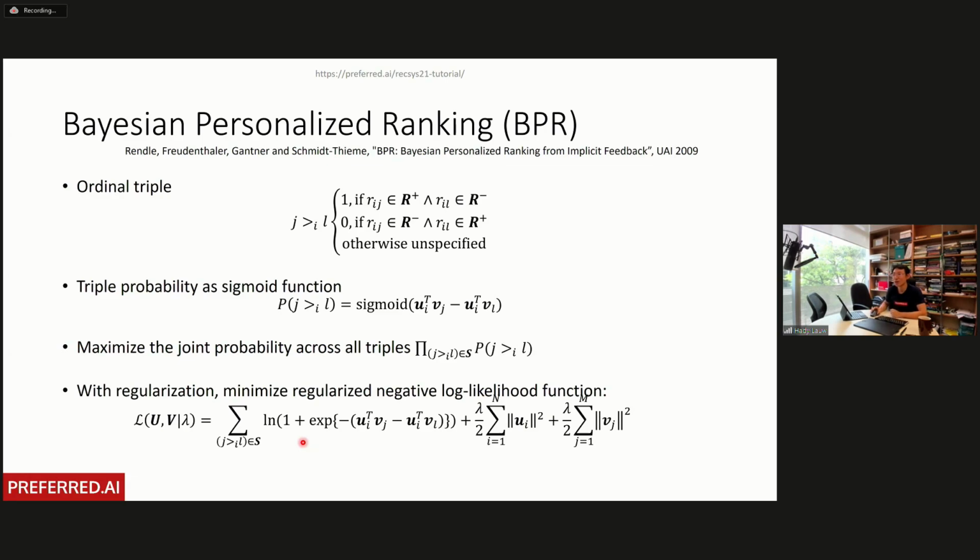In that case, we are concerned with what we consider to be triples. For example, given a user I, we are looking at two different items, J and L. And then we want to maximize the probability that the user is going to assign a higher rating to J than to L. We don't care about the exact value of those ratings. We just care that J is greater than L, right? So that is another way of looking at implicit feedback.